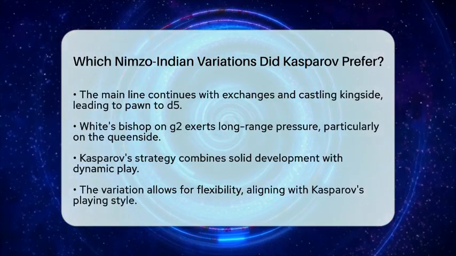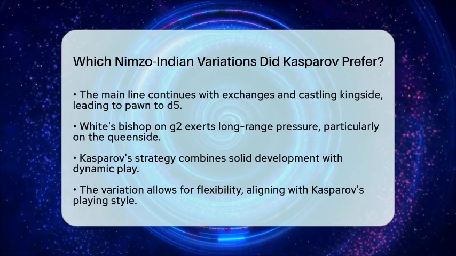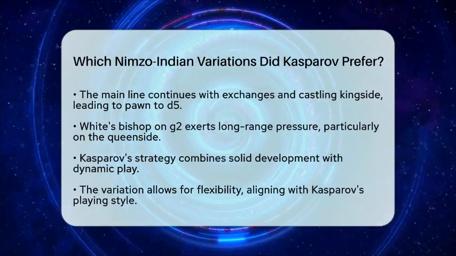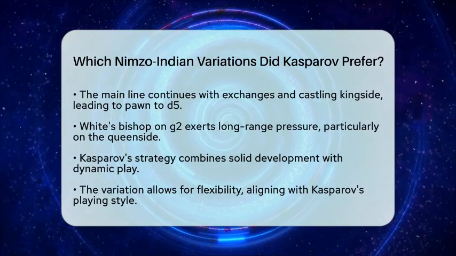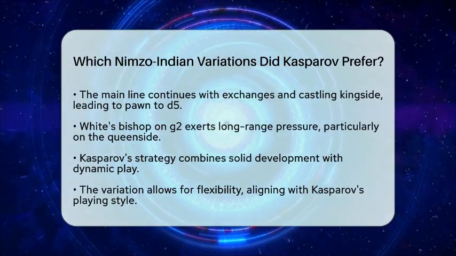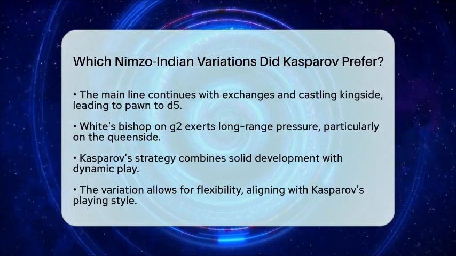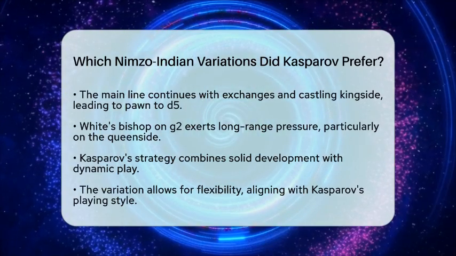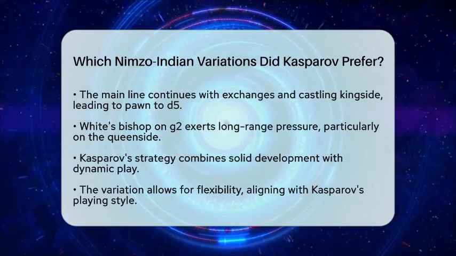In summary, Kasparov preferred the Nimzo-Indian variation characterized by knight to f3, known as the Kasparov variation. He particularly focused on lines involving pawn to c5 and white's fianchetto with pawn to g3. This choice enabled him to navigate the Nimzo-Indian defense with a balance of positional understanding and tactical opportunities.